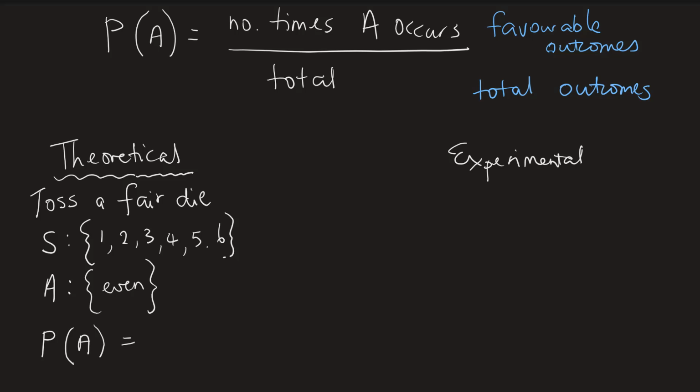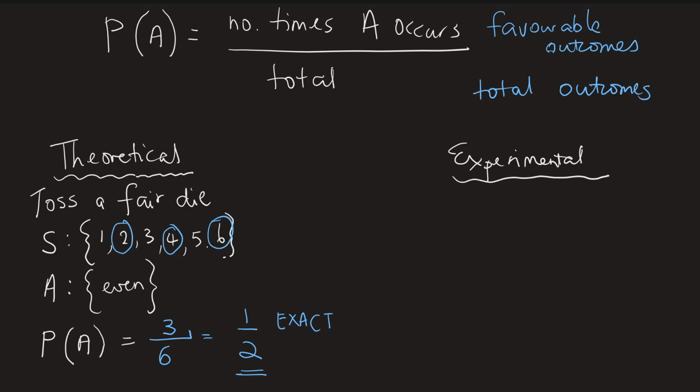Let's circle those in blue. 1, 2, 3. So I have 3 on the top, and on the bottom it's just the total number of outcomes, and that is 6. And this simplifies down to 1 over 2. Theoretical probability is exact, and that means we will leave our answers as a fraction.